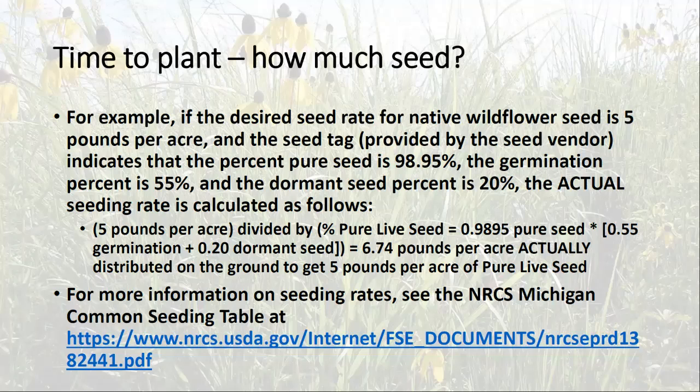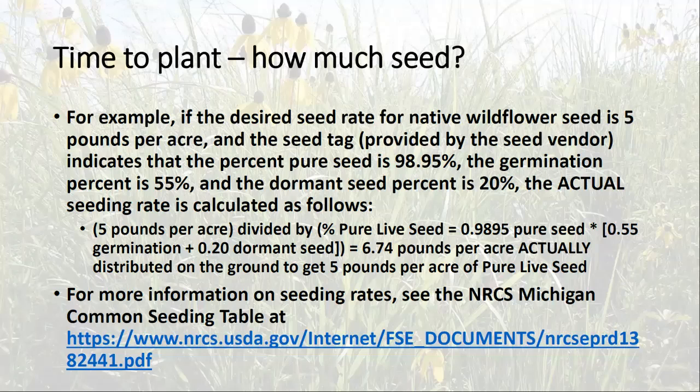So if your goal is 5 pounds per acre of successful seed on the ground, you take that number and you divide it by that percent pure live seed, 0.9895 times 0.55 as your germination plus 0.2 as your dormant seed. And this basically yields a bulk rate of 6.74 pounds per acre. So in other words, you're throwing out 6.74 pounds per acre to achieve your goal of 5 pounds per acre.